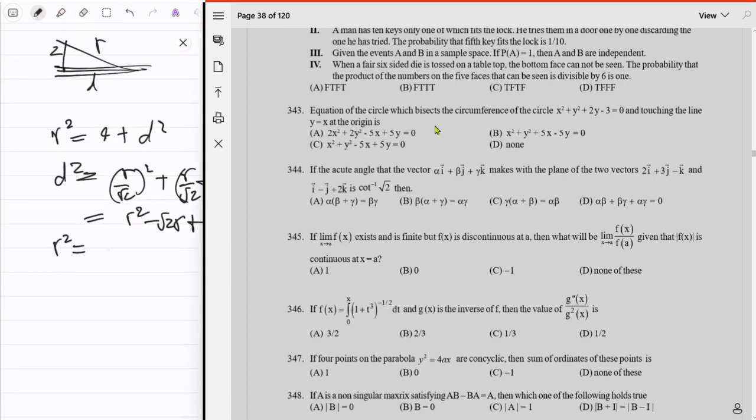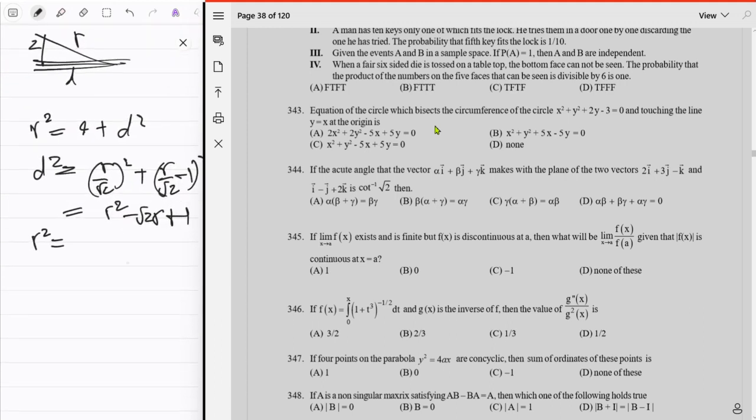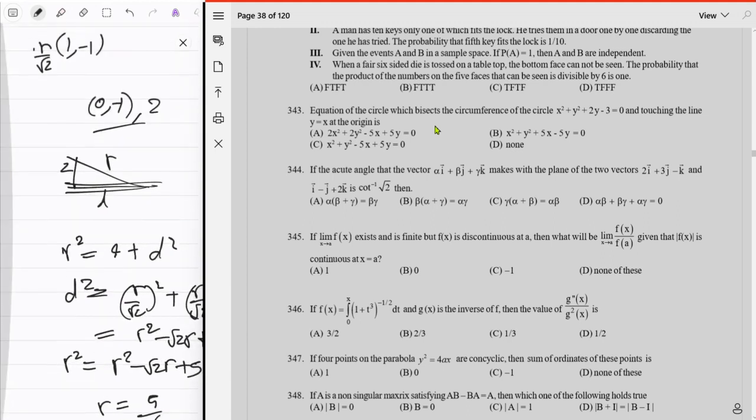then r squared क्या है? r squared just r squared. So like r squared equal to 4 plus this guy, just r squared minus square root of 2r plus 5, which means r is just equal to 5 upon square root of 2. Awesome. So अपने को ढूंढना है क्या वैसे?